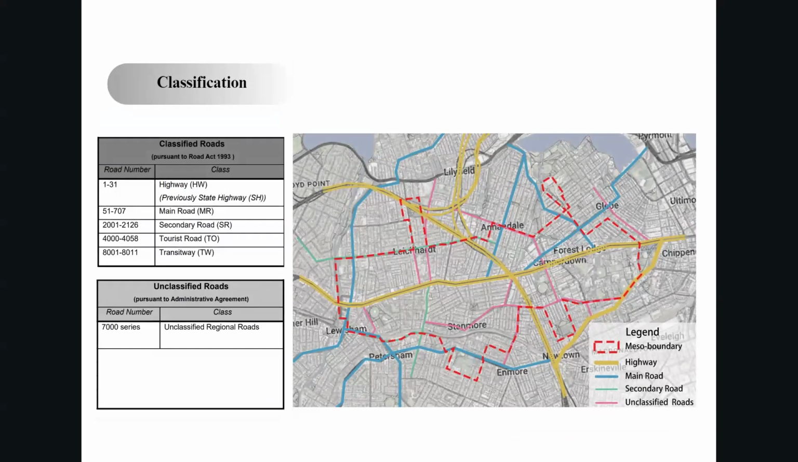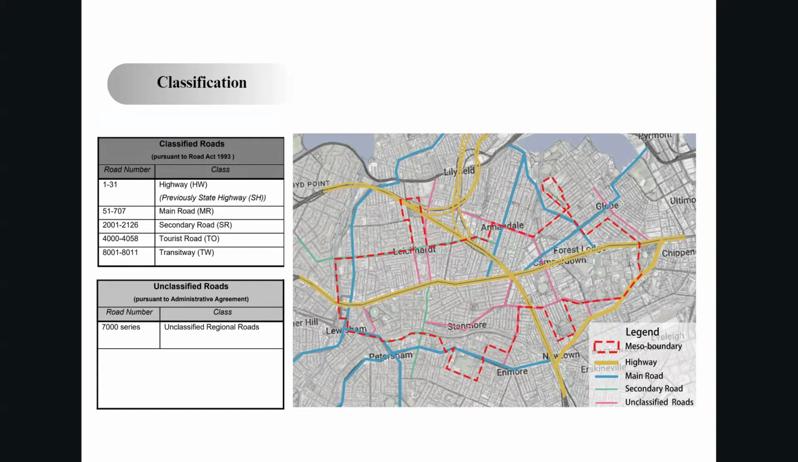This picture shows the analysis of road classification. According to the Roads Act 1993, road classification is mainly divided into five types: highways, main roads, secondary roads, tollway roads, and transitways. And the other 7000 series roads are unclassified regional roads under the administrative agreement.